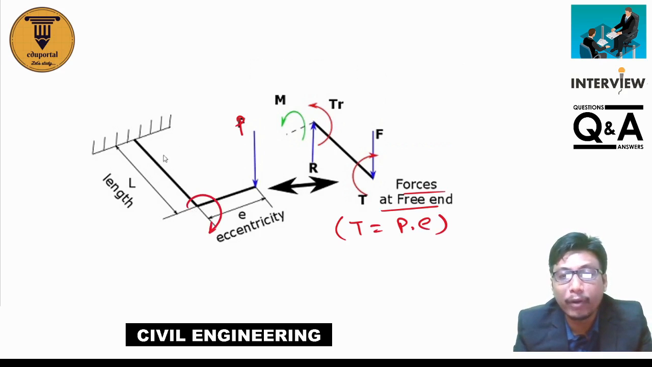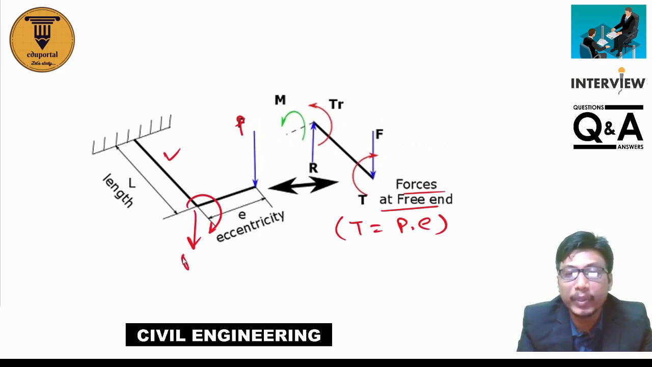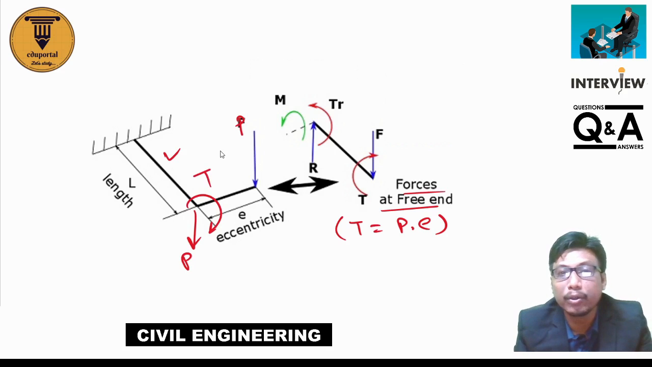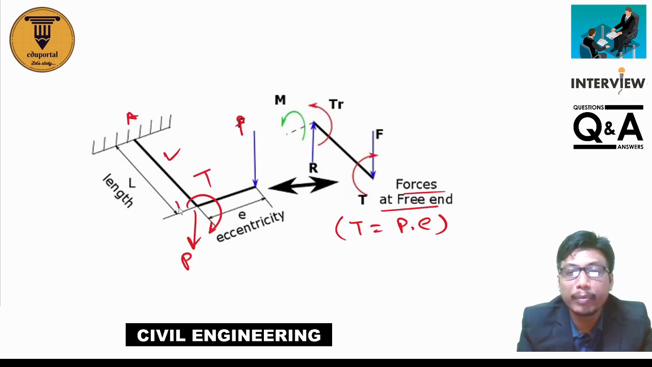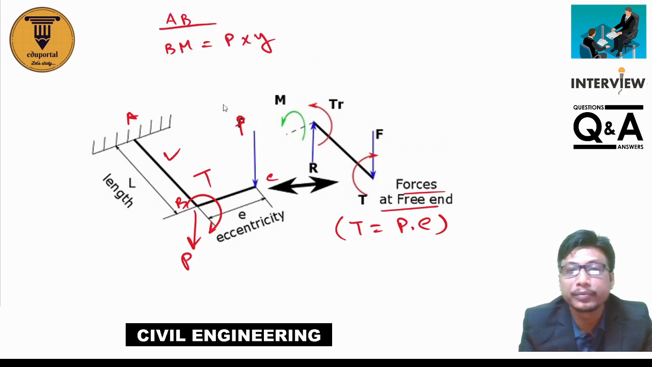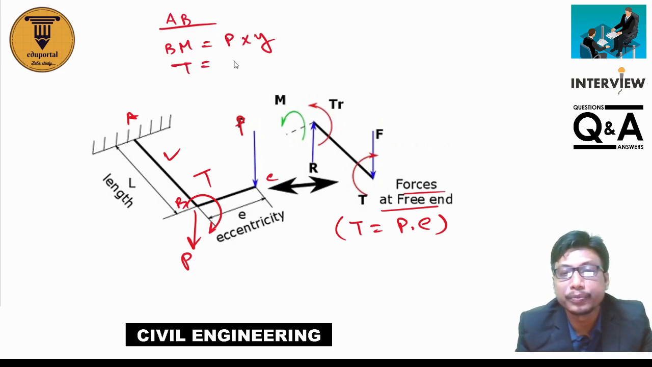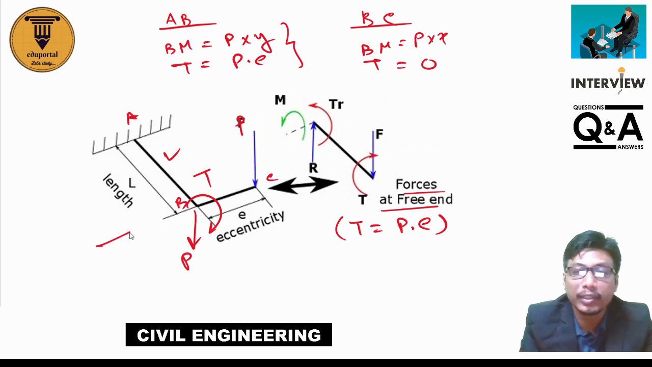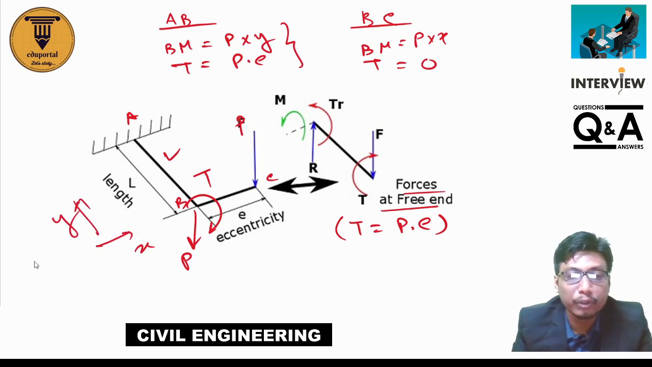So for this member there will be a load P and a torque T equal to P into E. There are members A, B, C. For member AB, the bending moment is equal to P into Y, and the torque is equal to P into E. Now for member BC, the bending moment is equal to P into X and the torque is equal to 0. This is the X direction and this is the Y direction. So this is the solution of this problem.